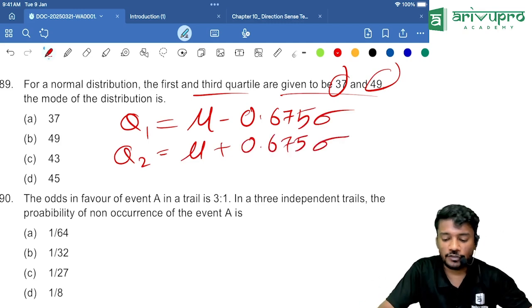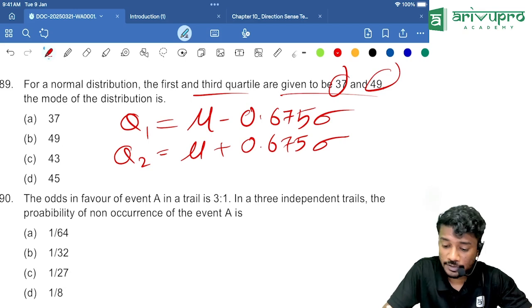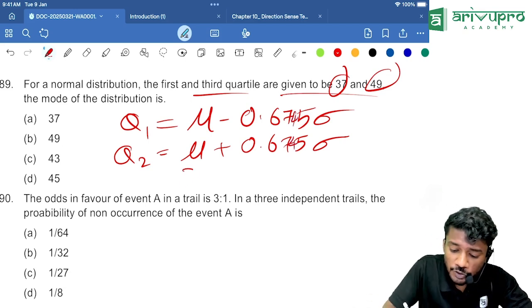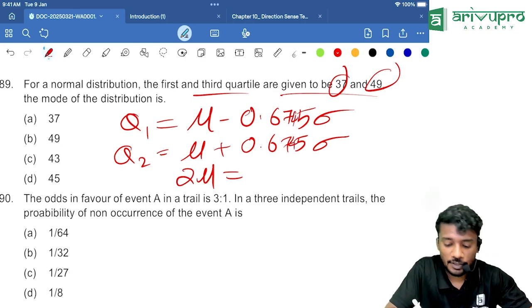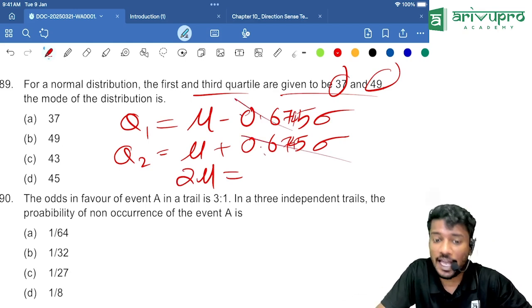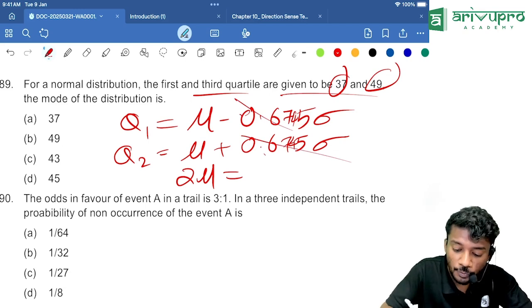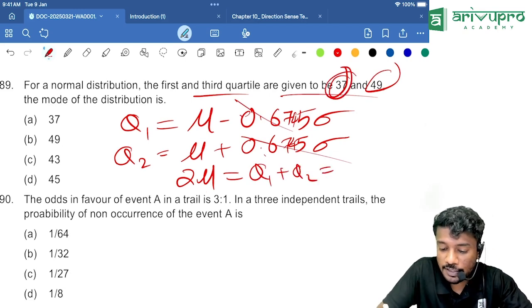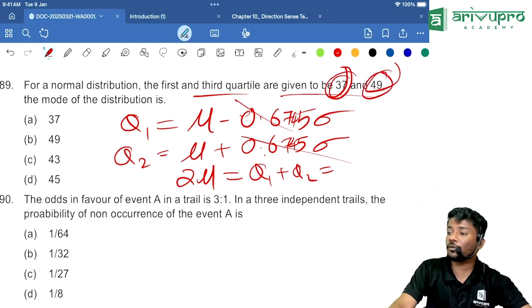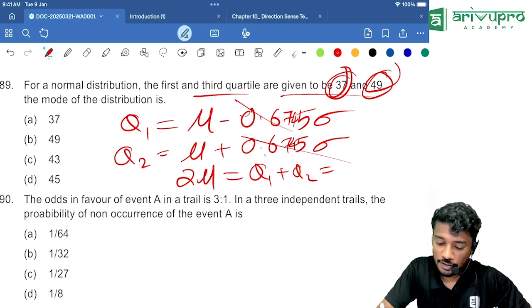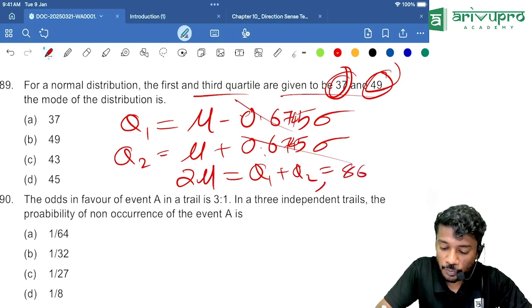If you add both of them, it will be how much? 1.349. Yes. If you add both of them, 2 mu will be how much? Q1 plus Q3, because the sigma terms will get cancelled off when we add both. So 2 mu will be Q1 plus Q3. What is the value of Q1? 37. 37 plus 49 is how much? 86. 86 is 2 mu. So mu is equal to 86 by 2. How much is it?